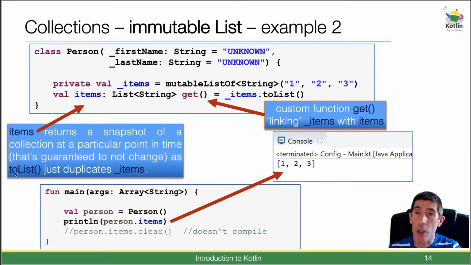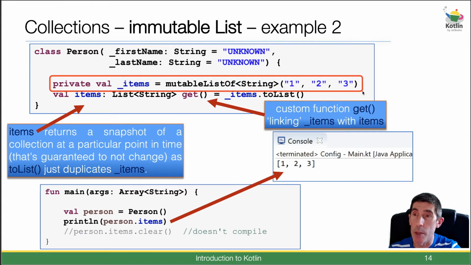Another little more complicated example. Here we have a class person, similar to what we would have seen in the previous examples. We have our underscore first name and our underscore last name, both are type strings, giving them default values. We then have a private, and that's kind of the key here, a private variable we're declaring called underscore items, which is mutable. So we're storing three string values there, 1, 2, and 3.